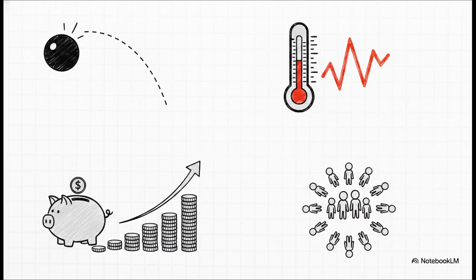What about a bouncing ball? It speeds up as it falls, hits the ground, and slows down as it rises back up. That is a constantly changing speed. Temperature shifts, money growing in a savings account, or the way a disease spreads through a community, none of these operate on cruise control. They are profoundly nonlinear.